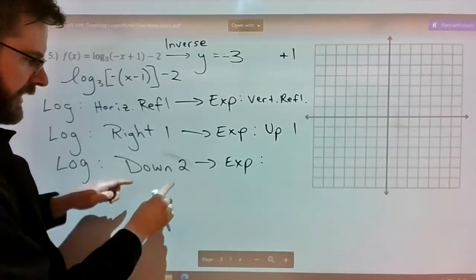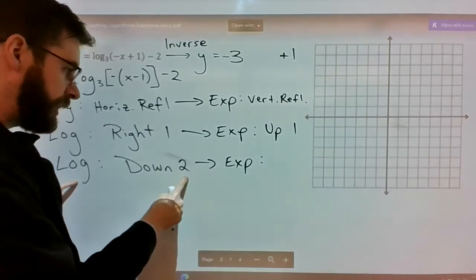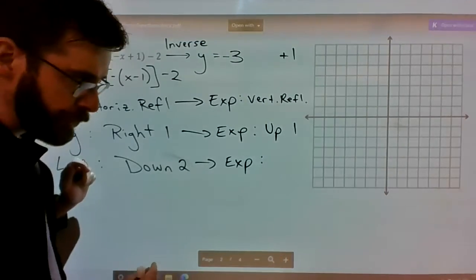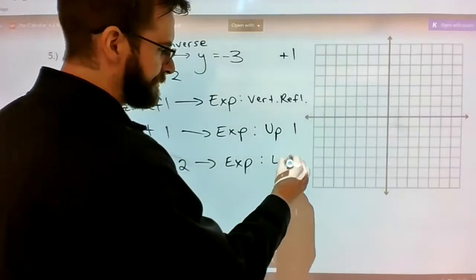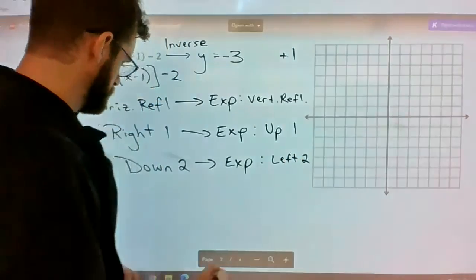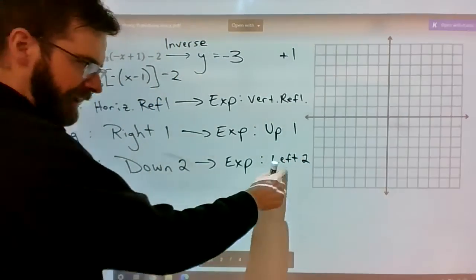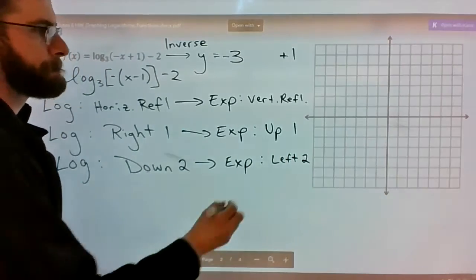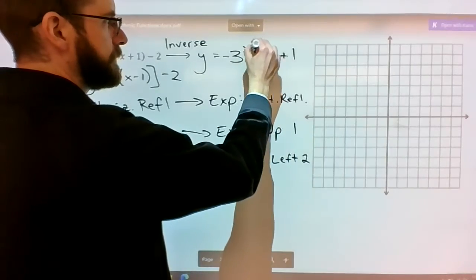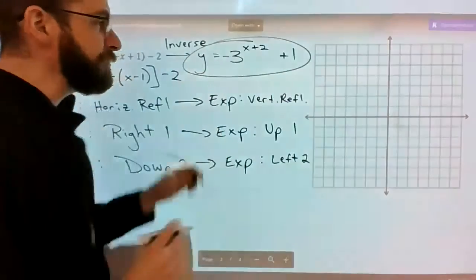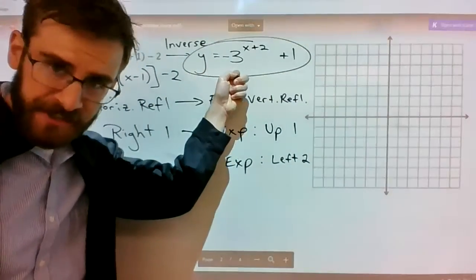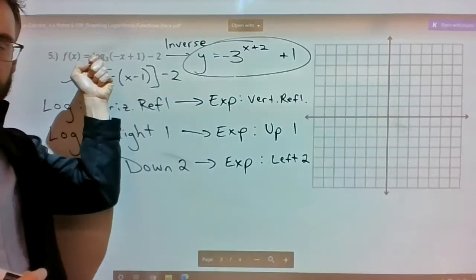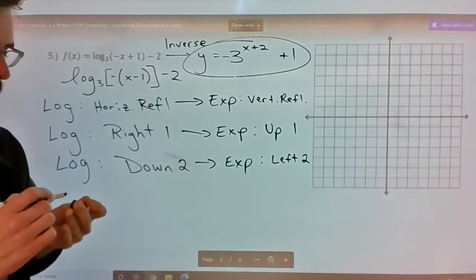So exponentially, if it's down 2 for the log, you're going now left 2 for the exponential. Left 2. Down means negative, left means negative. Right means positive, up means positive. So if we can plot the points for this, then we can plot the points reversed for that. So let's get to it.